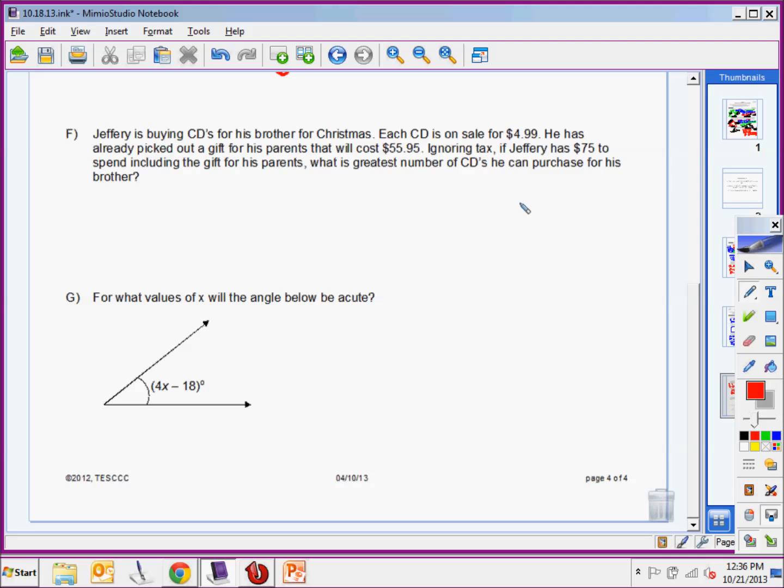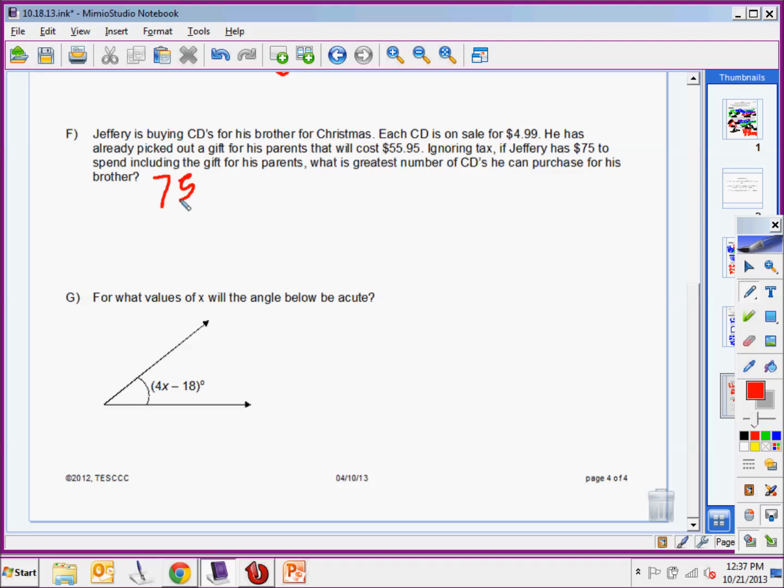All right, Jeffrey is buying CDs for his brother for Christmas. Each CD is on sale for $4.99. He has already picked out a gift for his parents that will cost $55.95. Ignoring tax, if Jeffrey has $75 to spend, including the gift for his parents, what is the greatest number of CDs he can purchase for his brother? It has to be 75 minus 55.95.